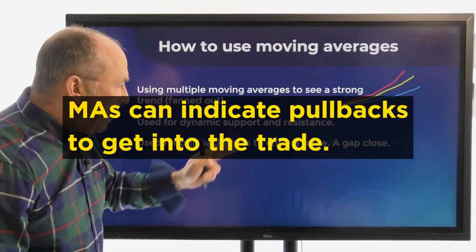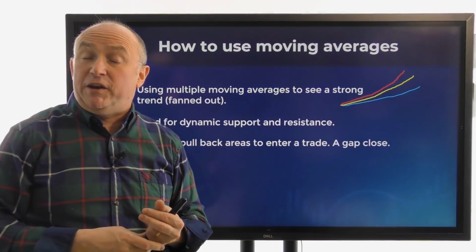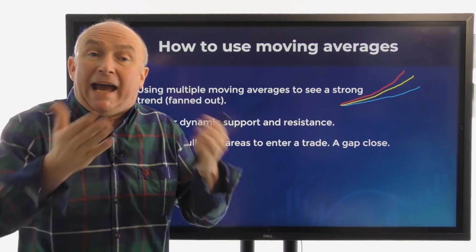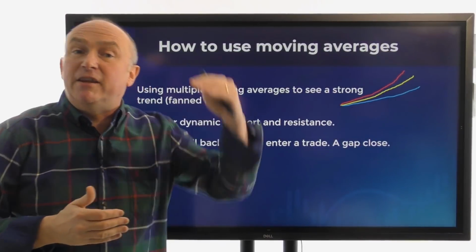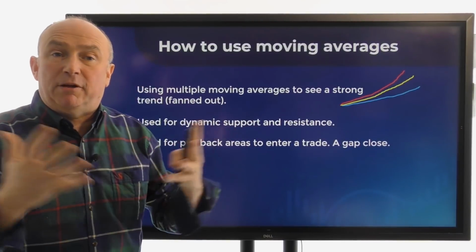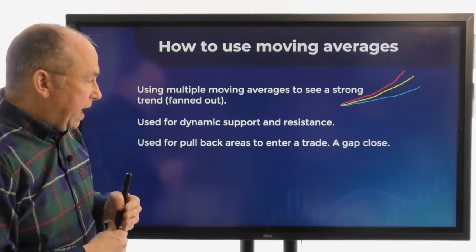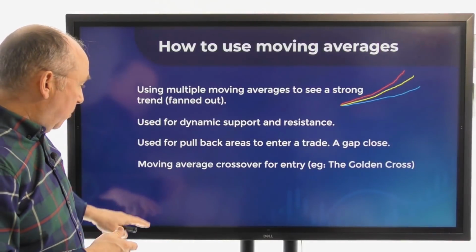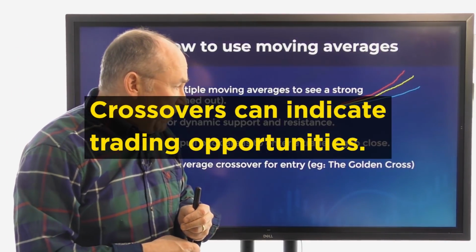They're also used for pullback areas to enter a trade, like a gap close. Often traders will have strategies where they will say it's got to pull back, close the gap on say the 8 or the 21 moving average, and then the trend will continue from where it came. So again, we'll look at a gap close on a moving average, another great way to enter a trade, looking at the pullback.